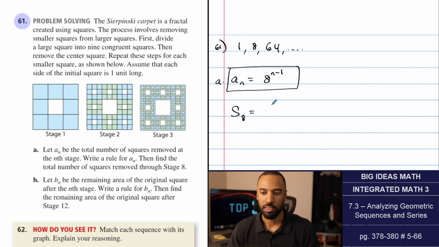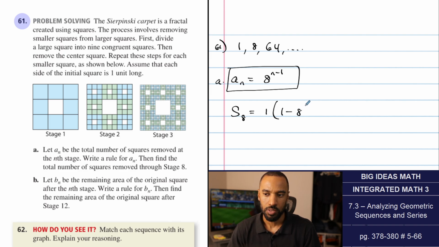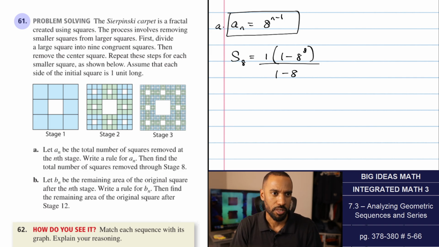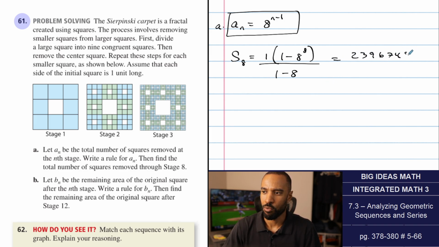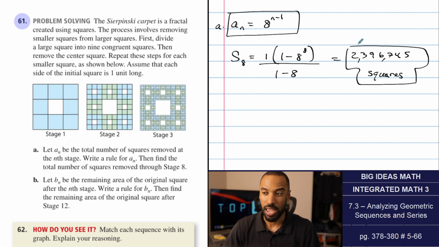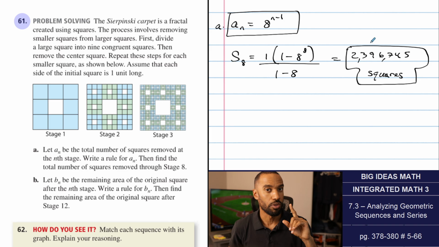So we need to get the first term of 1 times 1 minus the common ratio to the nth power, over 1 minus r. I'm going to go straight calculator mode on this one, to be honest. So 1 minus 8 to the 8th power divided by negative 7. At least give me that. And that is 2,396,745. That's 2,396,745 squares removed through the first 8 stages.